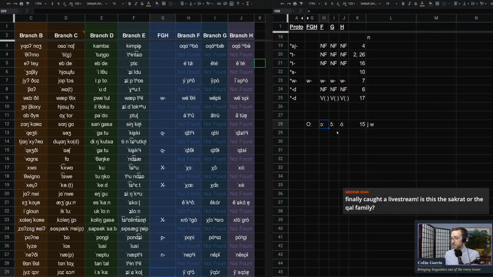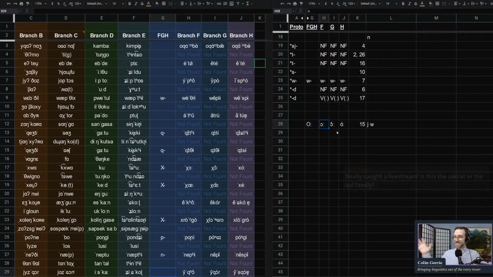So, George, this is neither Sakrat or Kal. This is the Let's Stump Colin and the chat Historical Linguistics Challenge, where we are live reconstructing a proto-language from a language made up by the community, led by Sawton, who is in the chat here, and probably just wanting to jump in, but can't.